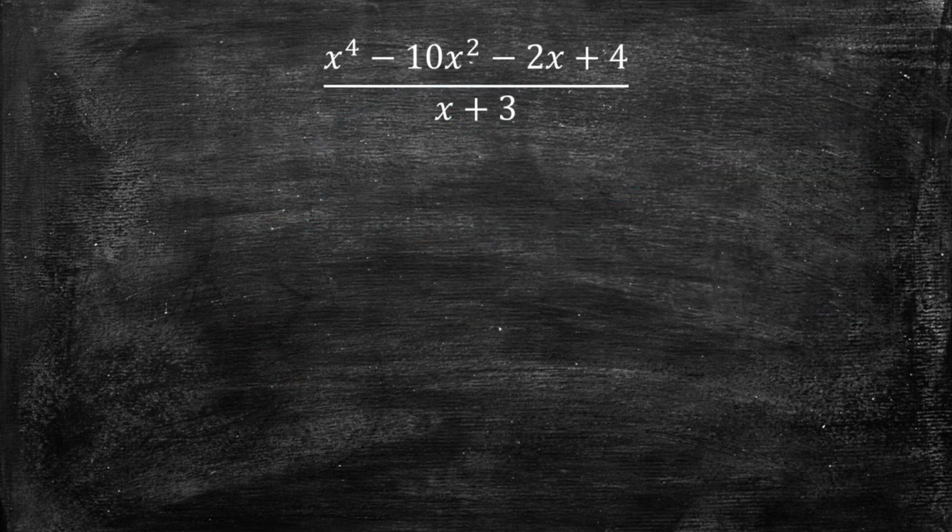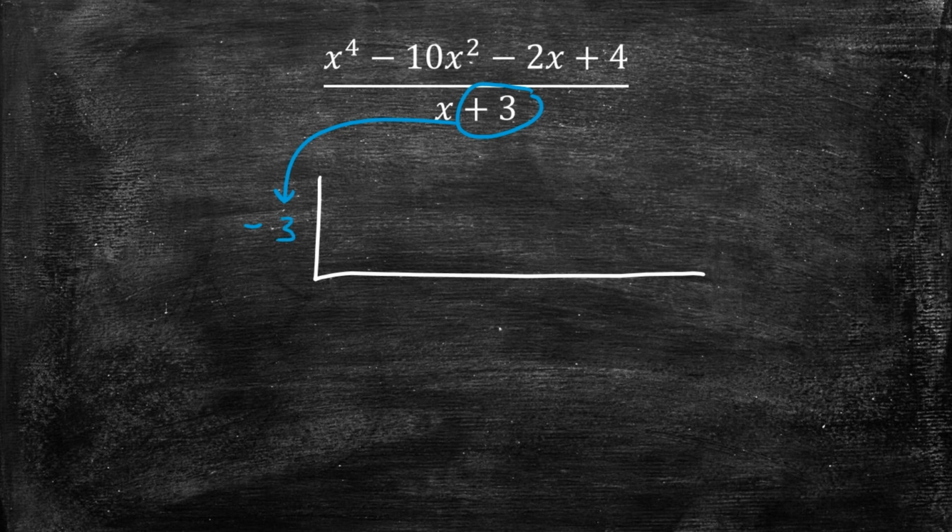Example number 2. So we have this problem here. We're going to start off like we did before, drawing the funky L. Take the number on the denominator, which is positive 3, and you change the sign, so it is negative 3. And now we write down the numbers in front of the coefficients. So x to the 4th has a 1 in front of it. Now when we're looking at this problem, there's no x cubed, or x to the 3rd power. So when that's the case, you just put a 0 in its place to fill up that spot. All right, and then we just continue. So the x squared has a negative 10. Then we have negative 2 and 4.